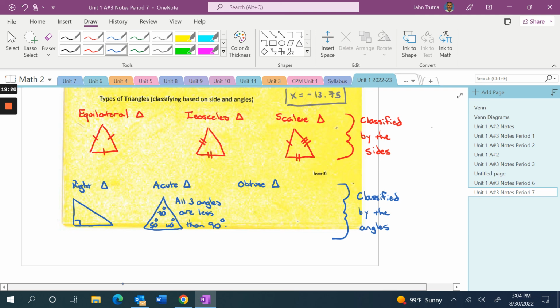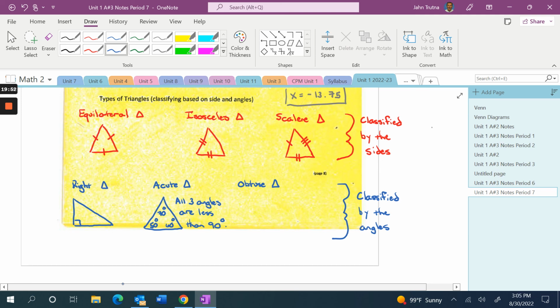So this is a silly question, but I still have to ask it because the president told me that I have to ask this. Can a triangle be a right triangle and an acute triangle at the same time? No, it's impossible. A right triangle has 90 degrees. Acute, all the angles are less than 90. Okay, think about this one. Can a triangle be an acute triangle and an equilateral triangle at the same time?